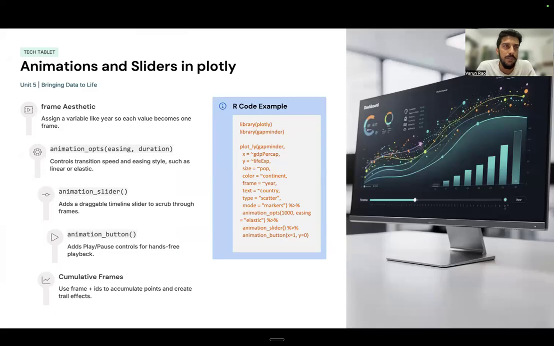Then you have animations and sliders in Plotly. Now, what are animations and sliders? There might have been windows that you would have opened wherein you have a scroller below, and as you scroll them, you would have images which are moving from right to left or up to down. All these are called sliders. And we all know what animation is.